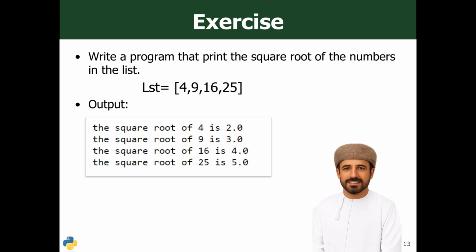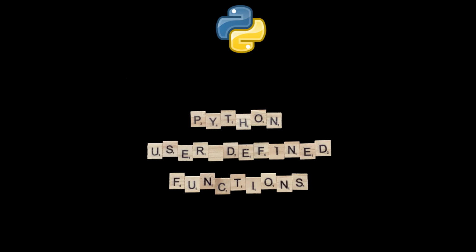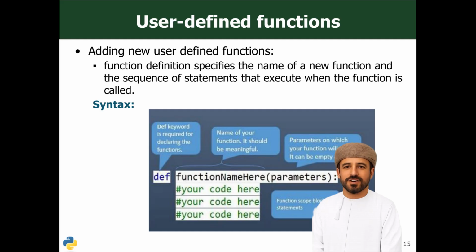4, 9, 16, 25. Moving on, let's explore user-defined functions, which are functions we create ourselves within our programs. User-defined functions organize code and perform specific tasks. Their syntax involves def, a name, parameters, and an indented code block.